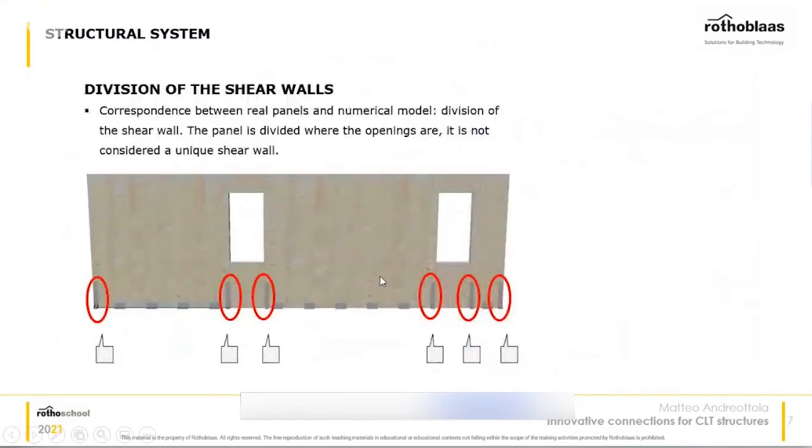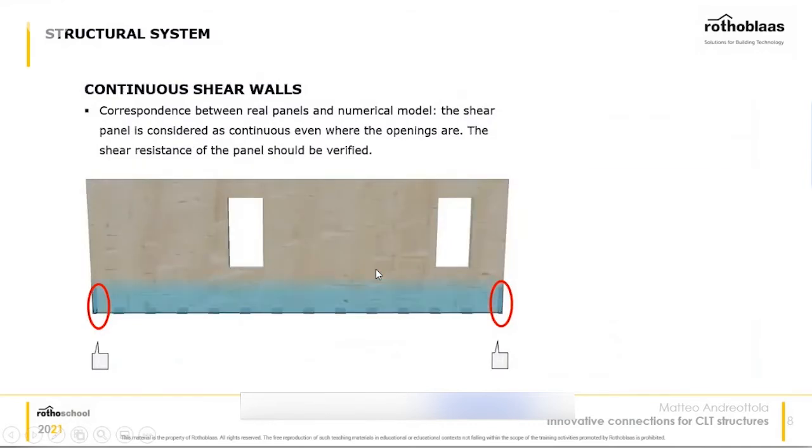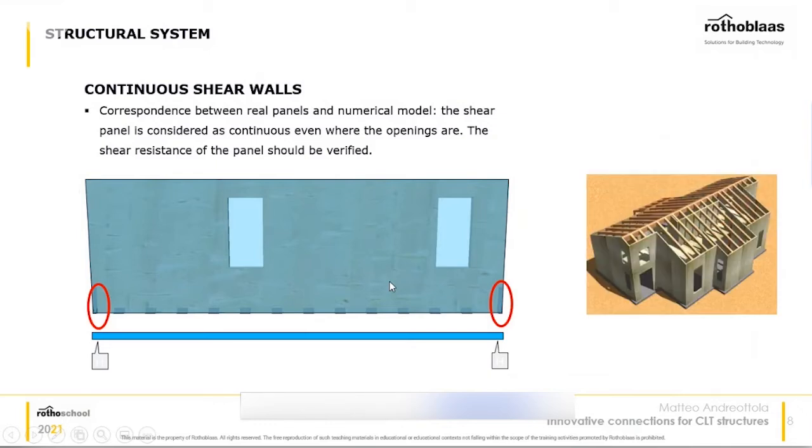You can decide to have different shear walls, like you can see here in the image, not considering the shear wall where the openings are. In this situation, you'll have more hold downs, like all the red circles that you can see here. Or you can decide to have a continuous shear wall, and you have, of course, to verify your shear walls with the openings. Of course, these openings will need to be not too big in order to allow a verification of the shear wall.